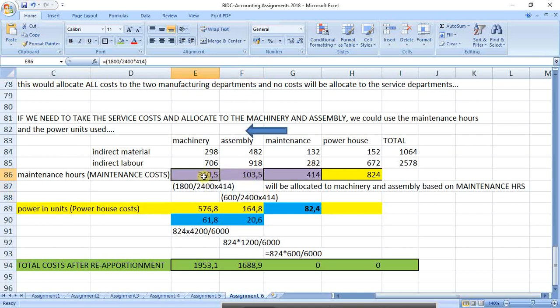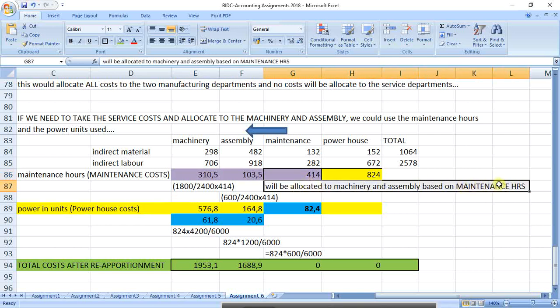Okay, this 3105 was calculated using that bracket. This 103 was calculated using that bracket. How did I get both? I was apportioning, I was allocating the 414 to machinery and assembly based on maintenance. That's what I was doing.